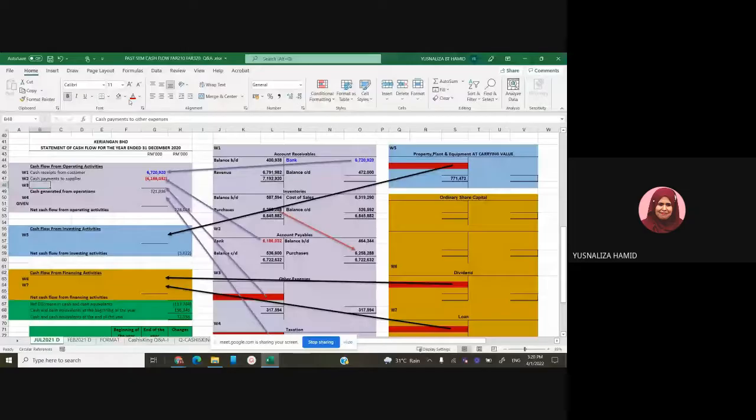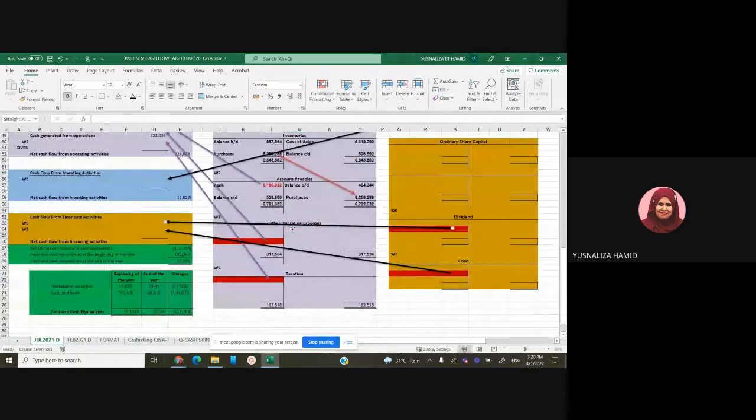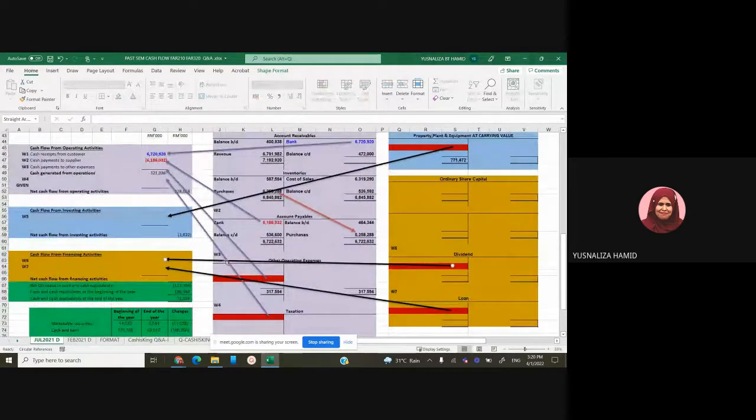Sorry, that one will be cash payments to other expenses. So when we say other expenses, other expenses here refers to other operating expenses. I put here operating expenses. And when I say other operating expenses, these are going to be other expenses that involve cash. So if you can see here, operating expenses, other expenses. Wait, I just put it properly for you.